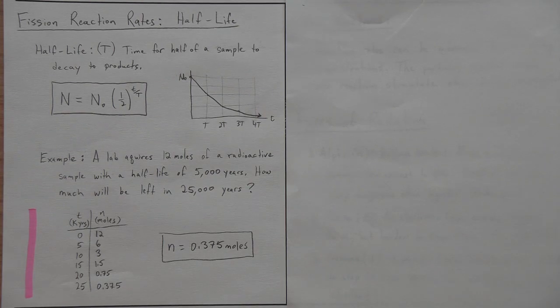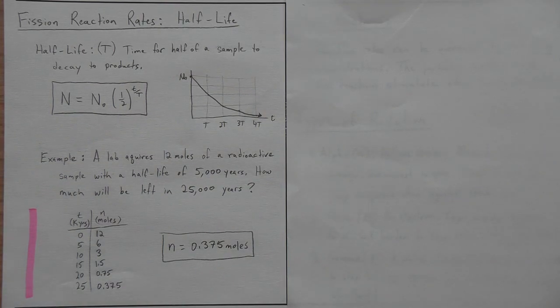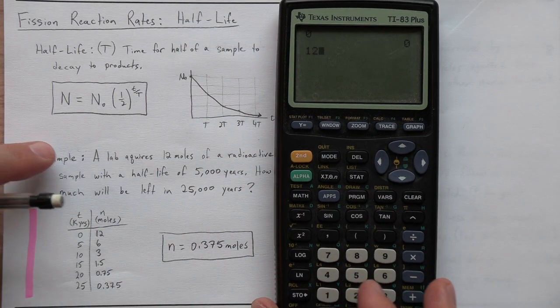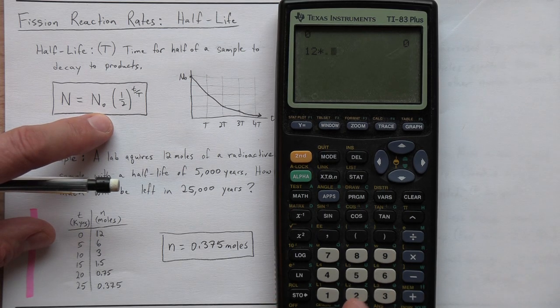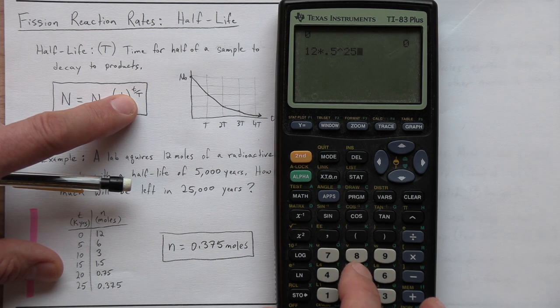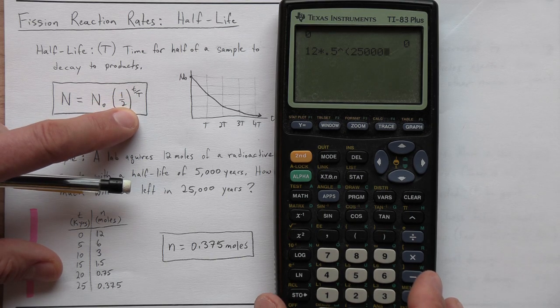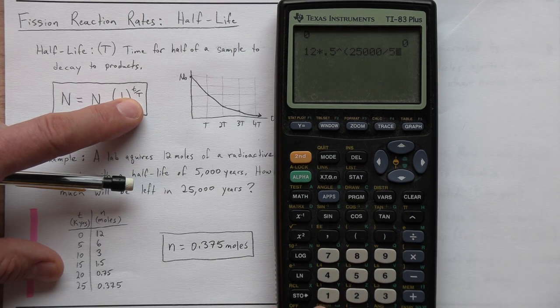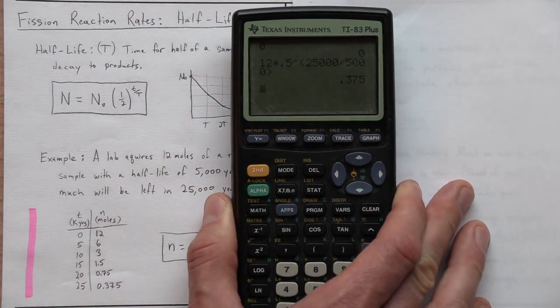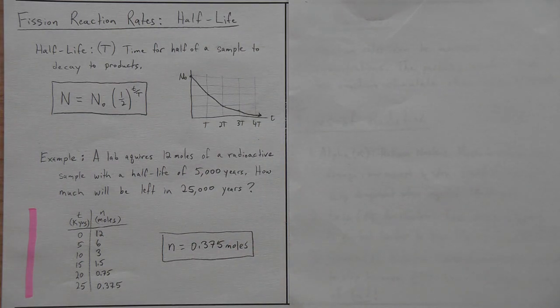If you wanted to, you can use the formula. So we would say we've got 12 moles times 1/2, I'll put 0.5, raised to the power of, oops, I need parentheses, 25,000 years divided by the time of a half-life, 5,000. And I hit enter and I get the answer. That much is left, 0.375 moles out of the original 12. So you could use the formula, but just one more thing to remember.